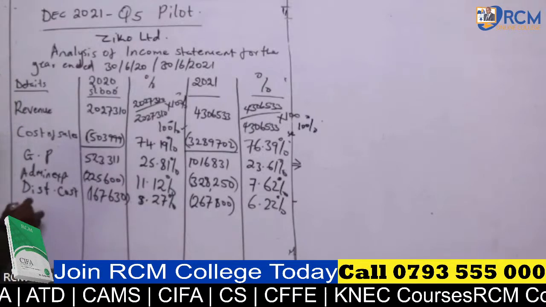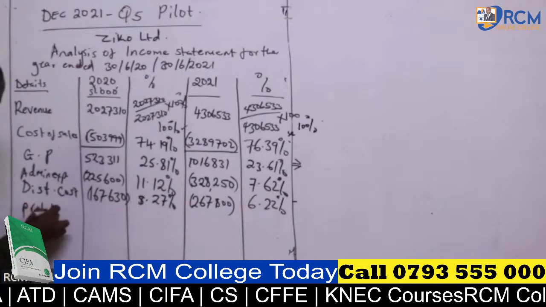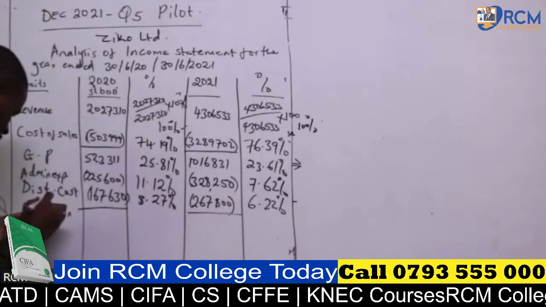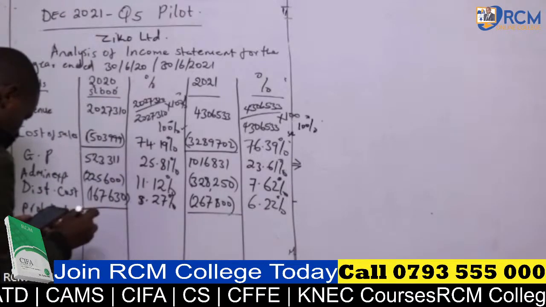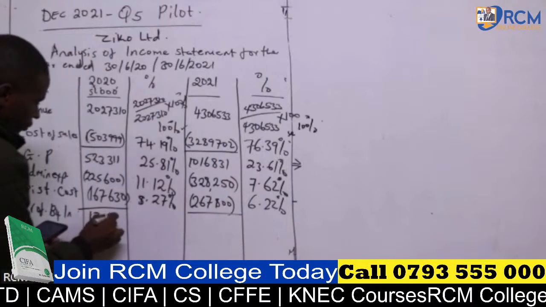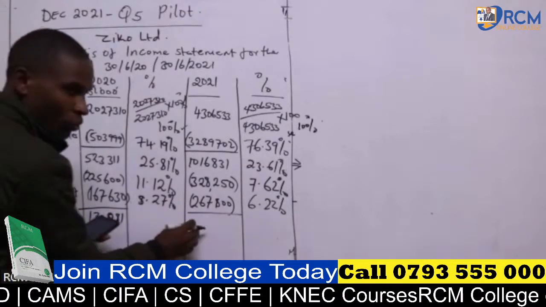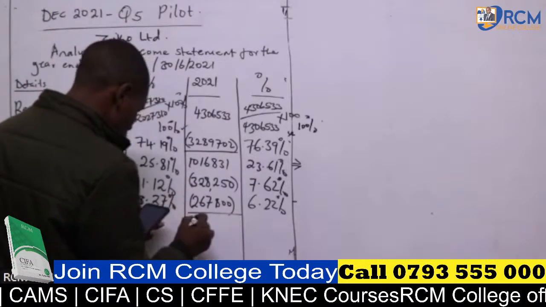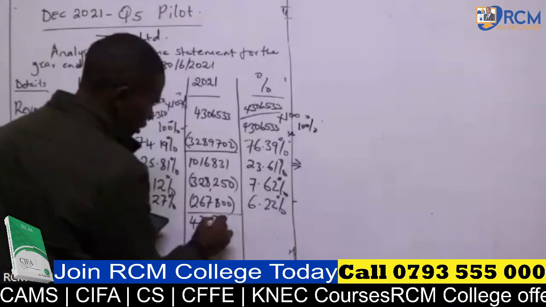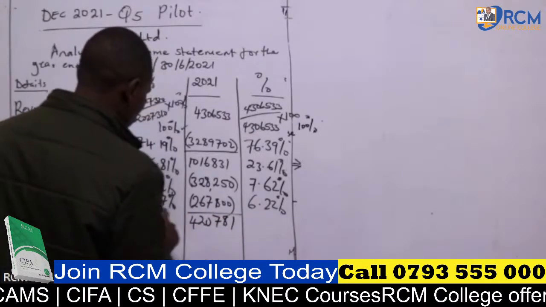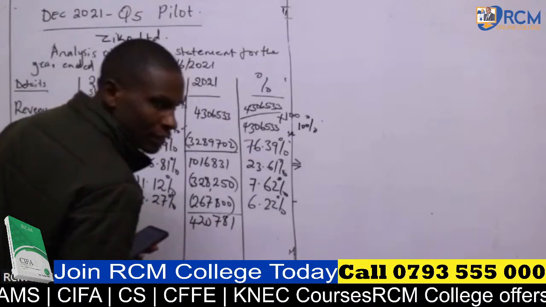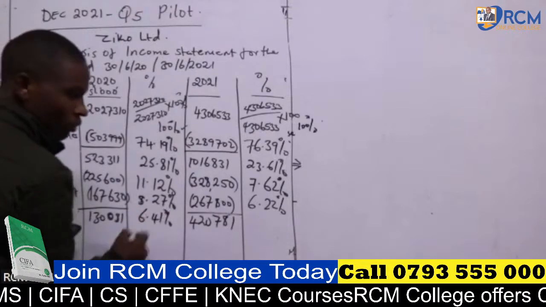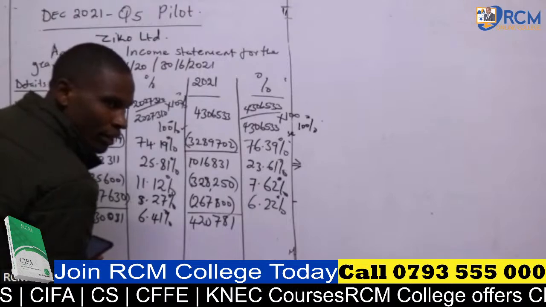Profit before interest. It will be the difference between the two. 130,081. Na hapa tuko na ngapi? 130,081 na 427,81. So nipatie pia percentage ya hiyo. 6.41. Uko sawa kabisa. What about the next one? 9.77.